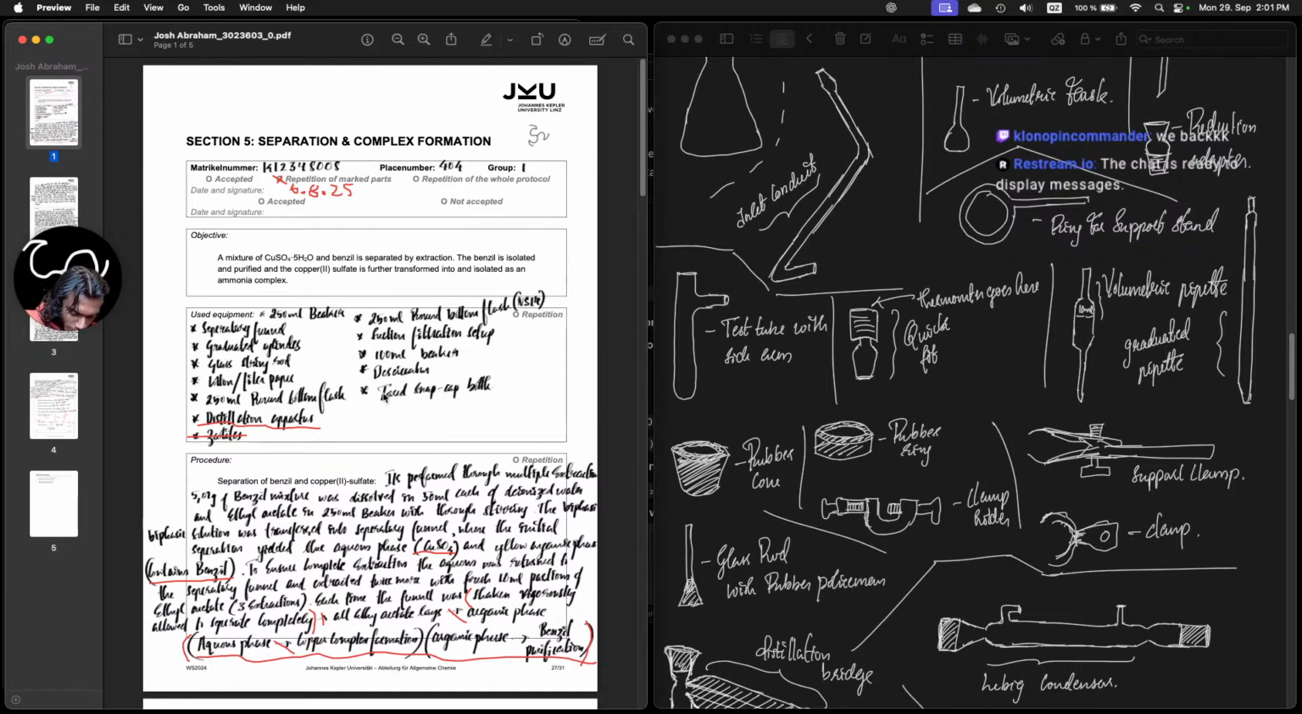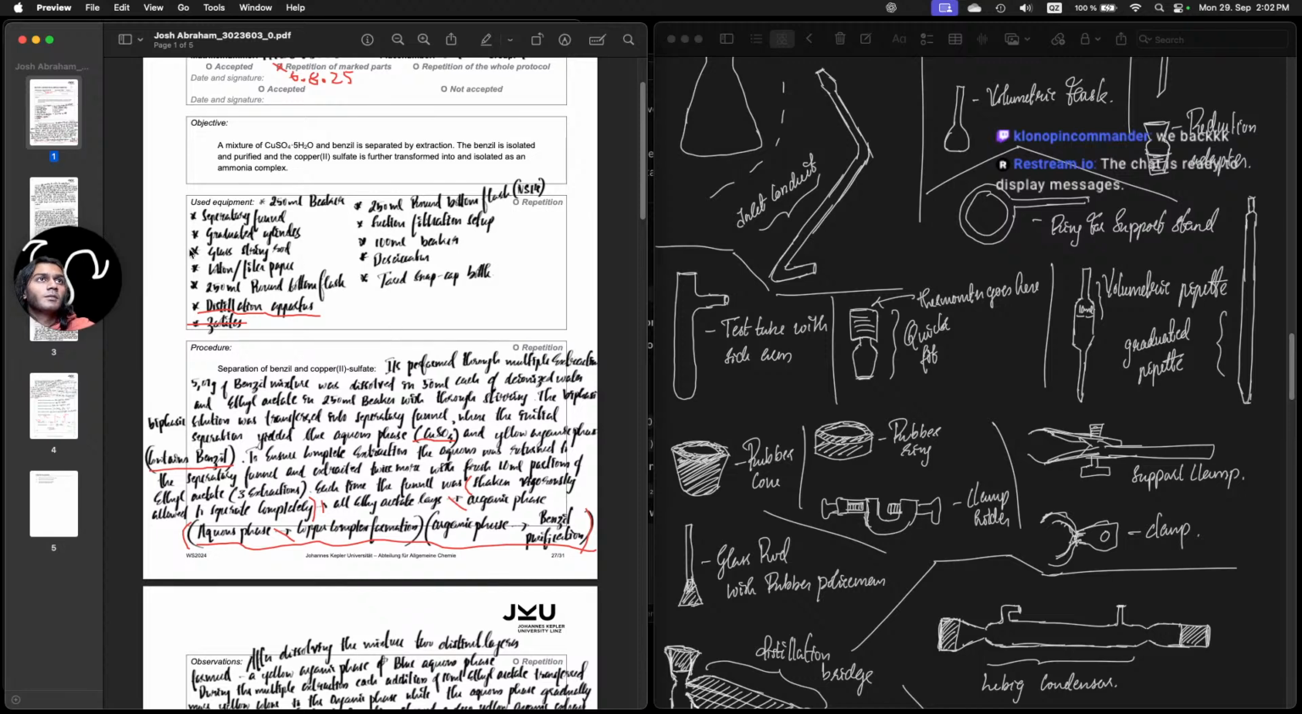Separation and complex formation. A mixture of CuSO4. Separation and complex formation. Equipment: 250 milliliter separatory funnel, graduated cylinder, glass stirring rod.